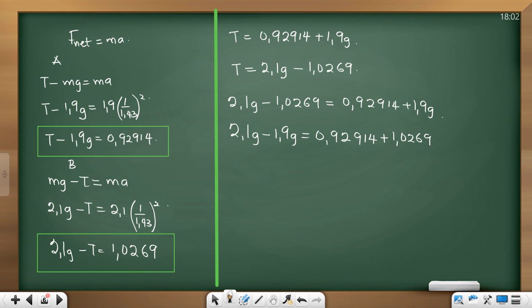2,1 minus 1,9 would give us what? 0,2 G. Do you want to give me an answer? Everybody just get G for me. Quickly get me G. You do the maths now.